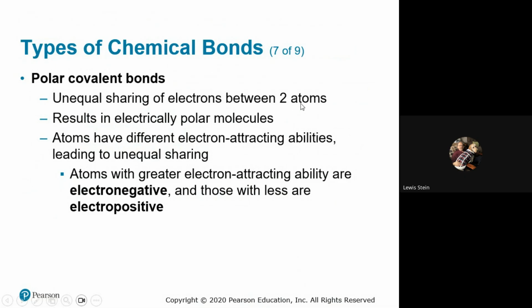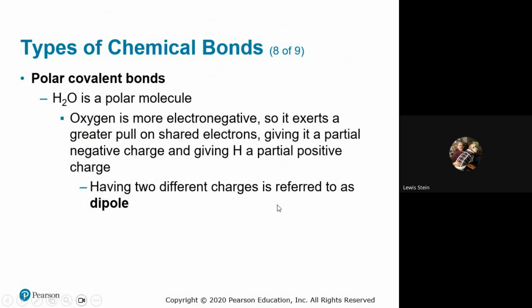Unequal sharing of electrons results in electrically polar, meaning there's an imbalance of charge. Different electron attracting abilities: we have electronegative and electropositive. H2O is a polar molecule. I'm going to show you everything, that's why I'm going through this. I never refer to it as a dipole, but I'll show you what it means for oxygen to be more electronegative. It's the whole foundation of unequal sharing.